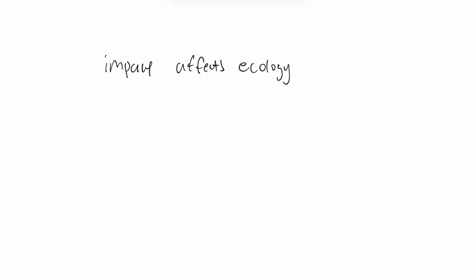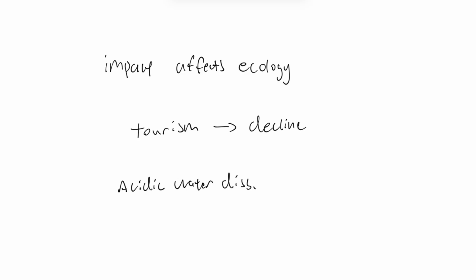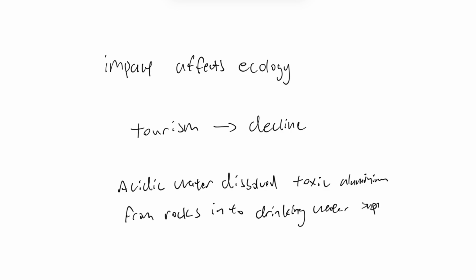The falling fisheries cost Sweden millions each year, and tourism declined as fishermen avoided bad environments. Acidic water also dissolved toxic aluminum from rocks into drinking water supplies, with neurological risks to people who live there. This crisis got a response.